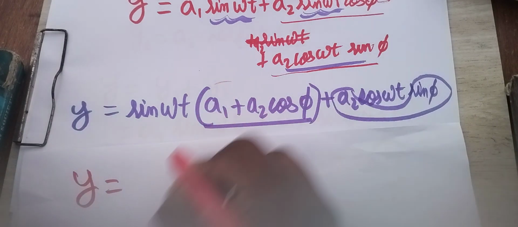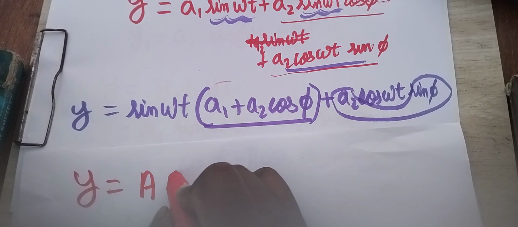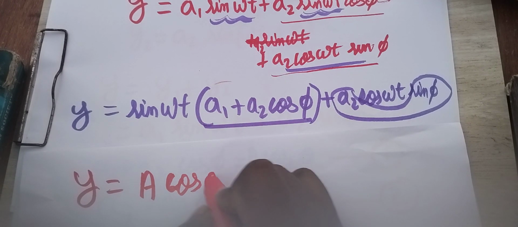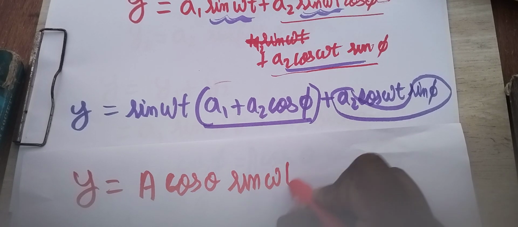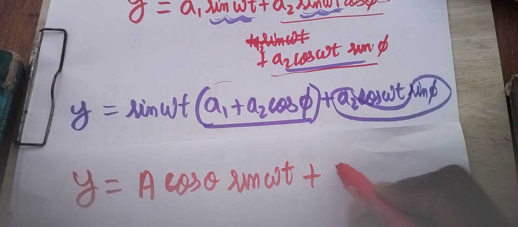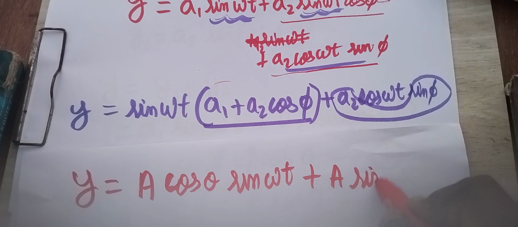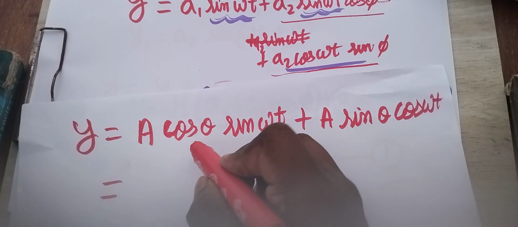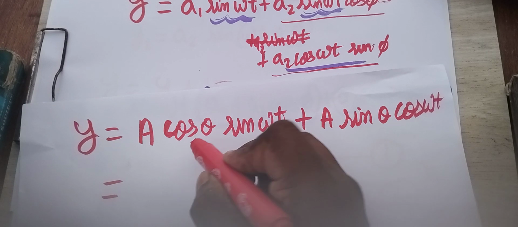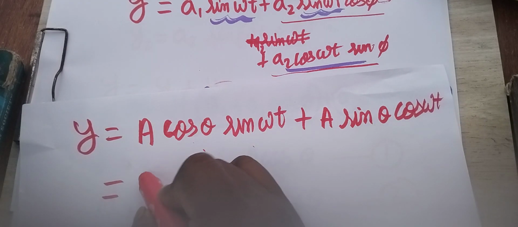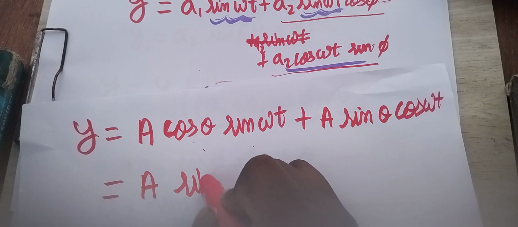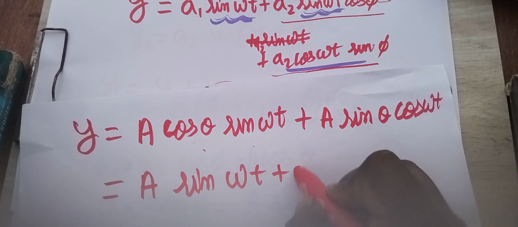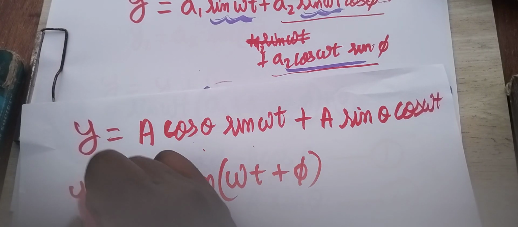Everything we assumed as A times cos theta sin omega t plus this we assumed as A times sin theta cos omega t. Now we got the same formula, sin(A plus B) equals sin A cos B plus cos A sin B. Same formula only I got here: sin(omega t plus phi). Okay, this is called the resultant we'll get.